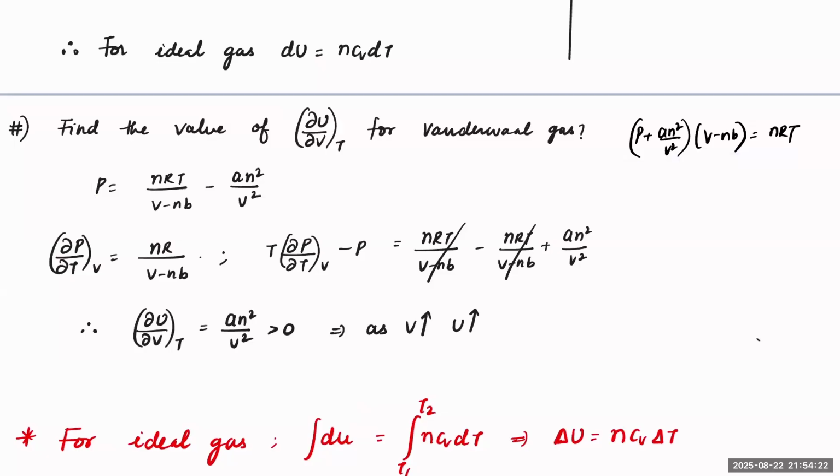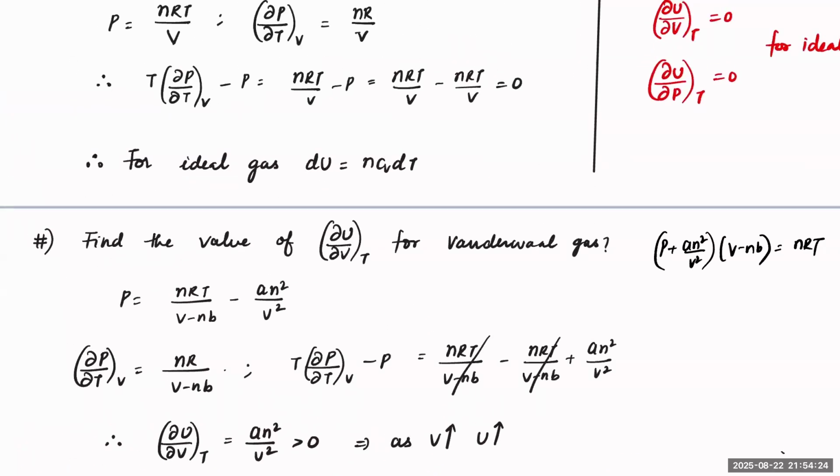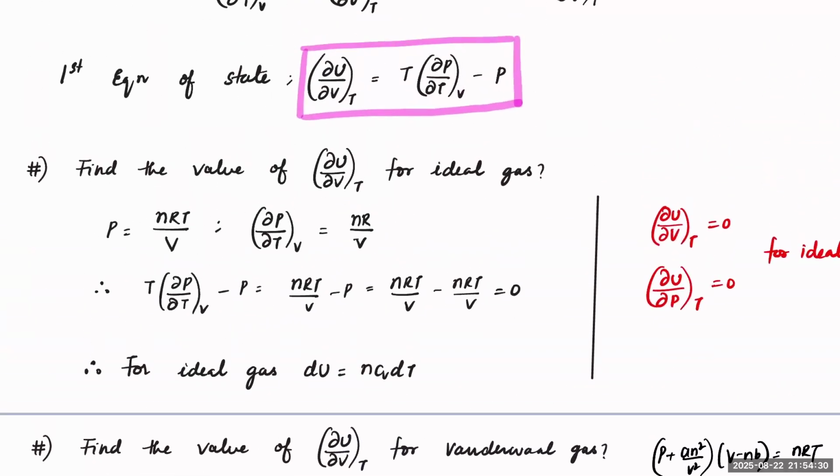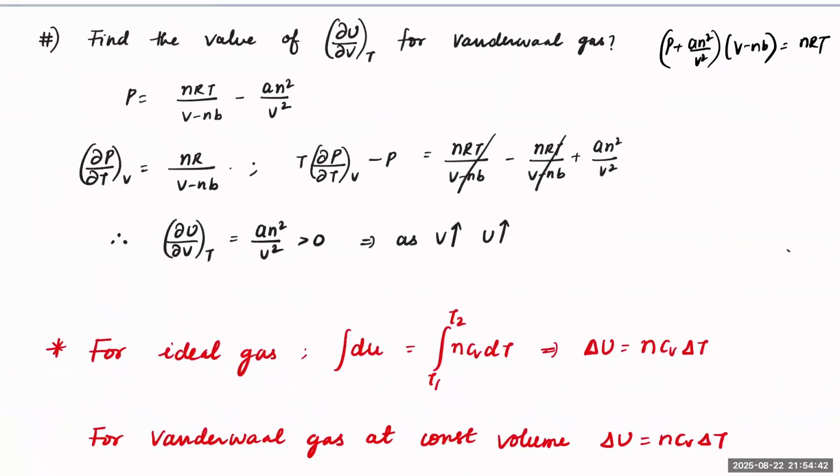And now to get ∂U/∂V at constant temperature, I'll be using the support of the first equation of state. And within the first equation of state, one of the important parts that I need to first derive is ∂P/∂T. So since I got the pressure equation, let me write down what is ∂P/∂T.